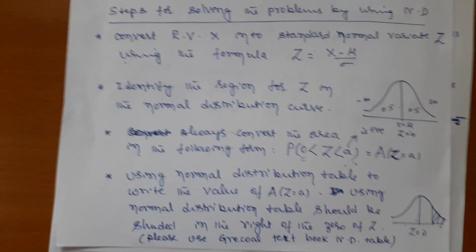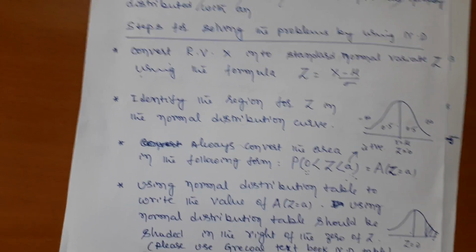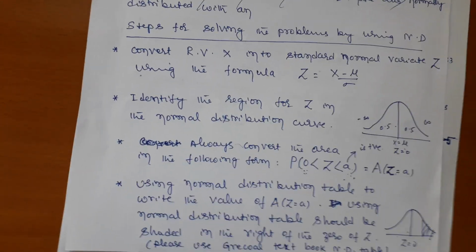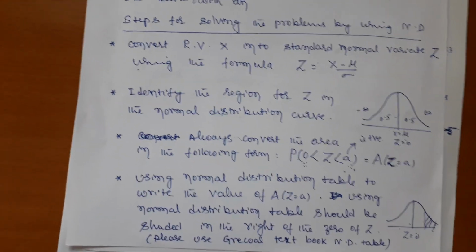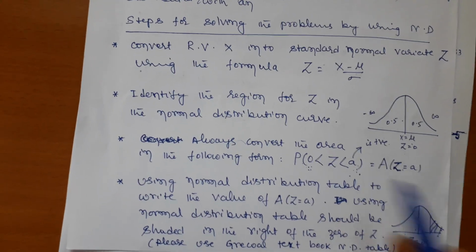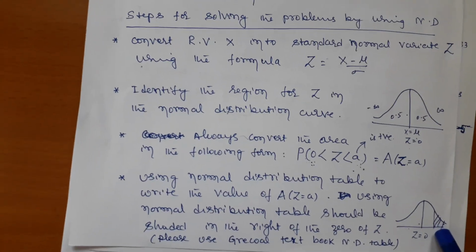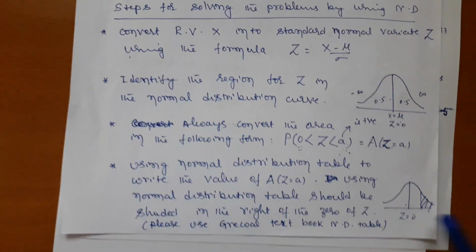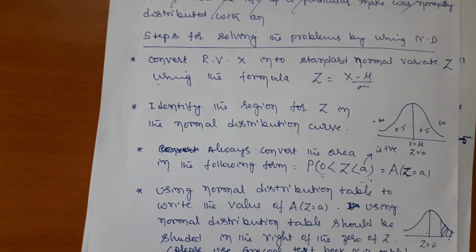I am requesting the students, while solving a problem, first take a table from the room invigilator, then examine what type of table they provide. If they provide a table shaded right of the 0, then always convert to greater than 0 and less than a. If they do not provide that, ask them to give the table shaded right of the 0. Are you clear? That's why we always convert to greater than 0 and less than a. That is nothing but the area of z equal to a, because we are not considering the entire area.